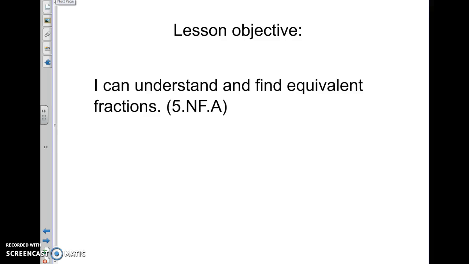Our lesson objective today: I can understand and find equivalent fractions. It's a 5th grade standard, numbers and fractions, A.